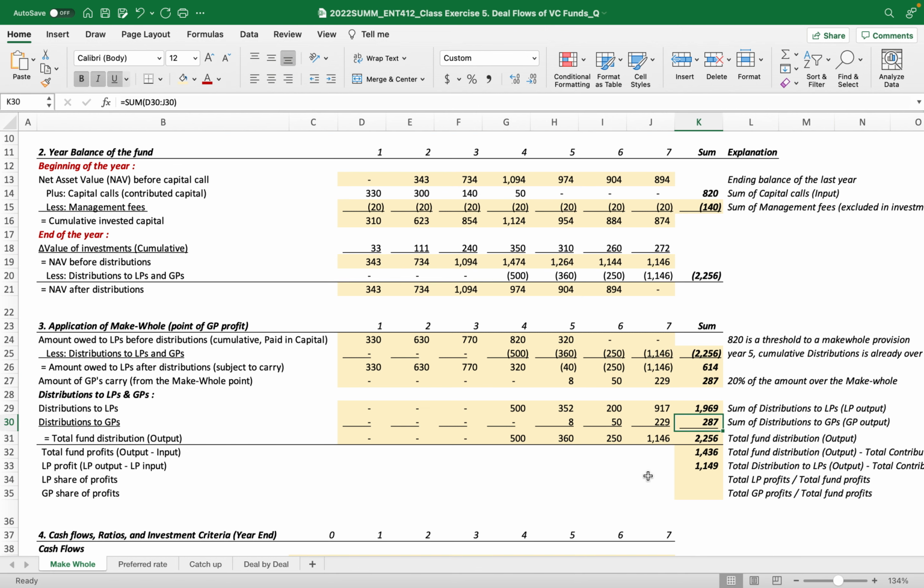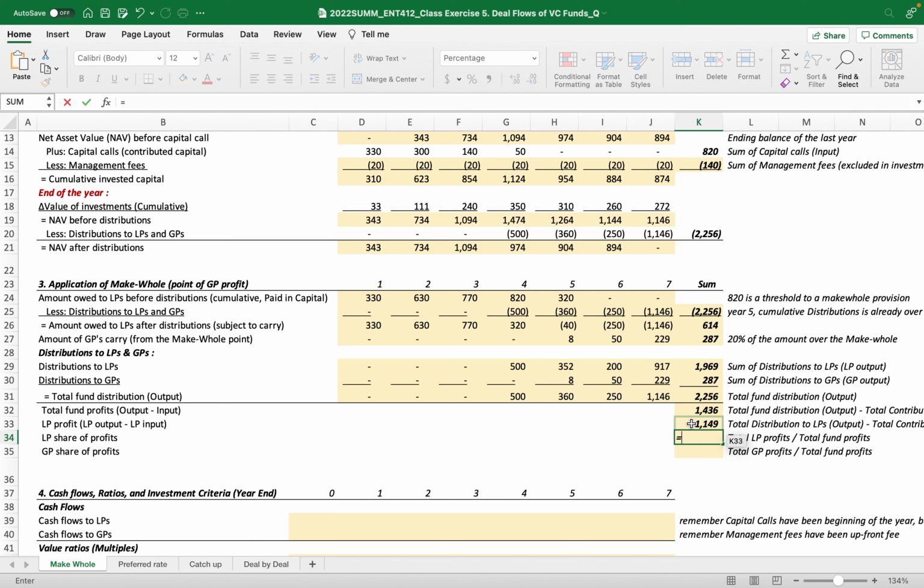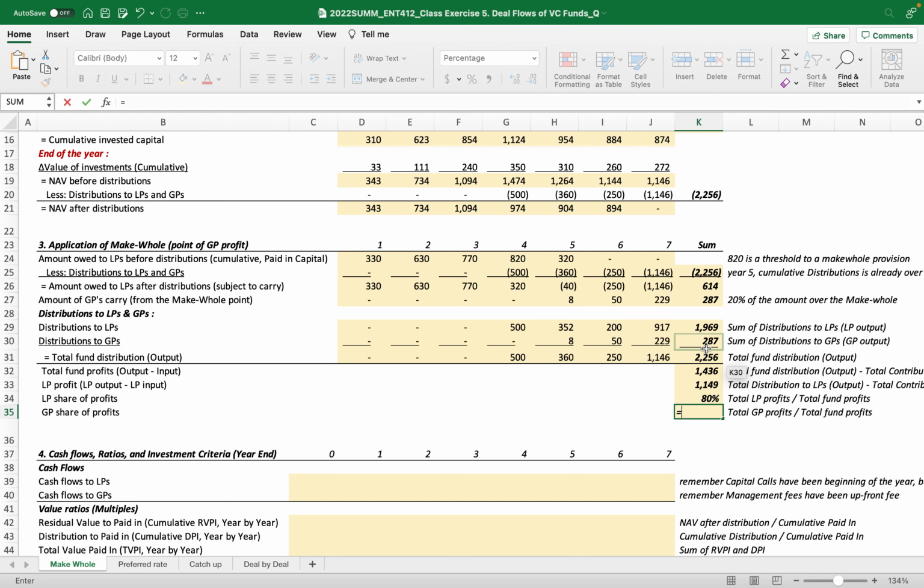Next, I'm going to make this one more time. Okay, then LP's share of profits must be 80%. Is that right? So how to get it? The profit over total profit, right? That must be 80%, because we have this profit sharing rule here, 80%, right? Then GP's share of profits, how to get it? Where is GP's profit? 287, right? Million. Divided by, what is the total fund profit? Here we go. So it must be 20%. You guys got it, right?